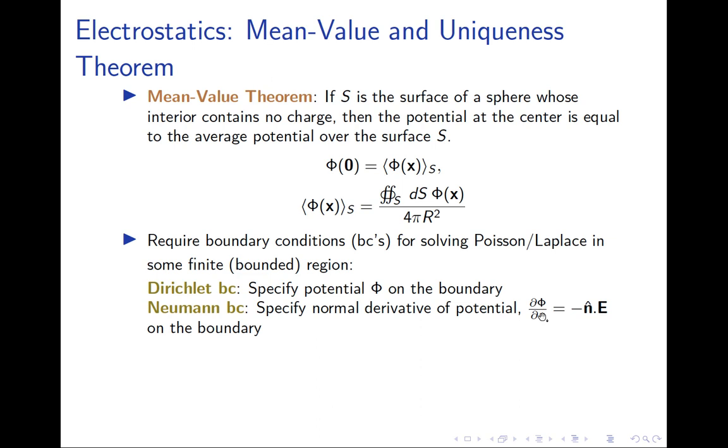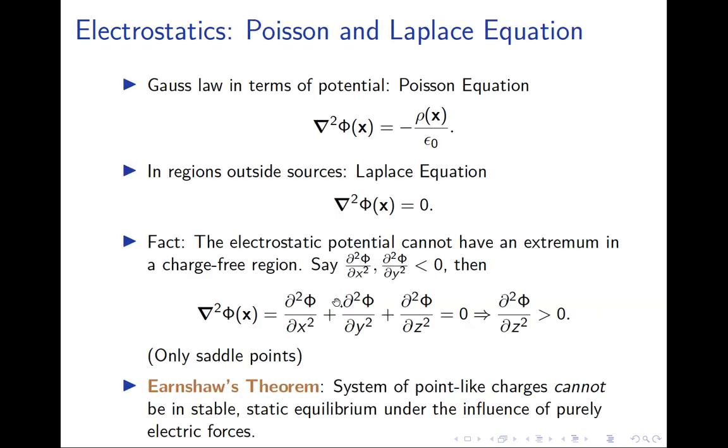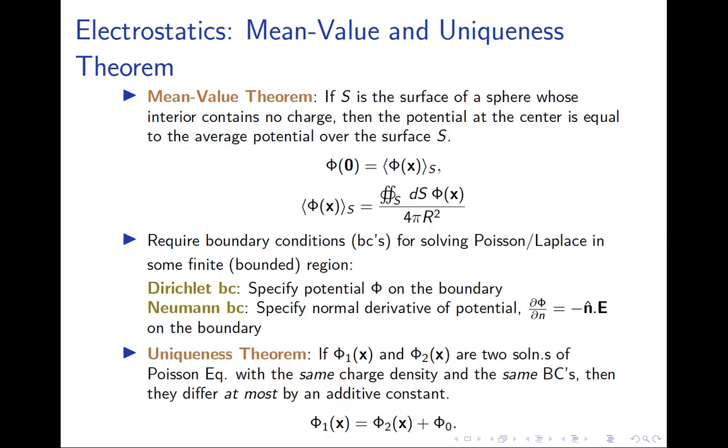But the normal derivative of the potential is related to the electric field. So normal derivative means actually the normal component of the electric field, right? So you can think of del phi del n as n dot del phi, but del phi is minus E, so n hat dot E. So if you give the normal component of the electric field on the boundary, that determines the solution to the Laplace equation uniquely as well.